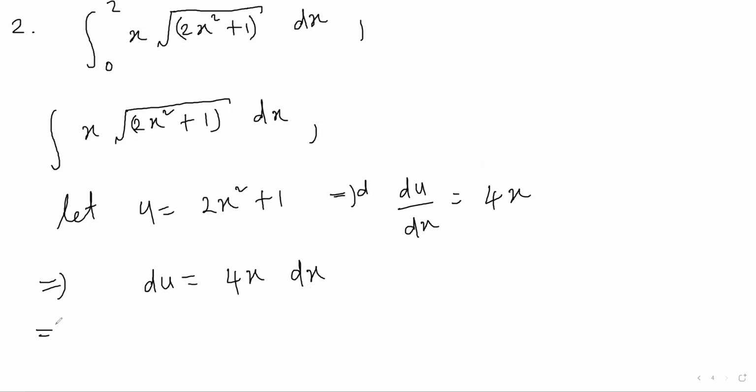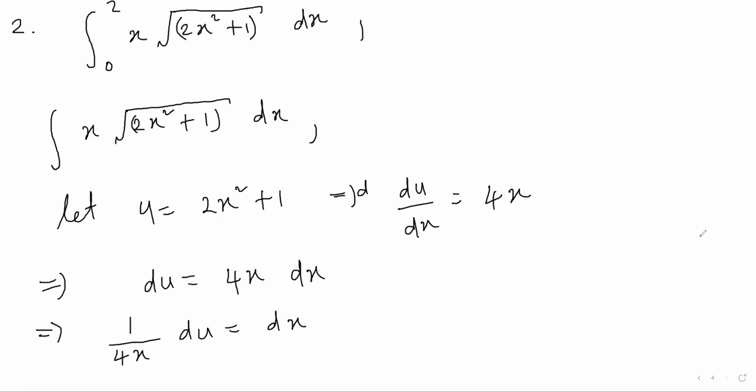So to write dx as the subject of the formula, we divide both sides by 4x. We are left with 1 over 4x multiplied by du, which is equal to dx on the right, because the 4x cancels out on the right side. So that's what we have. Now to move forward, we do the following.